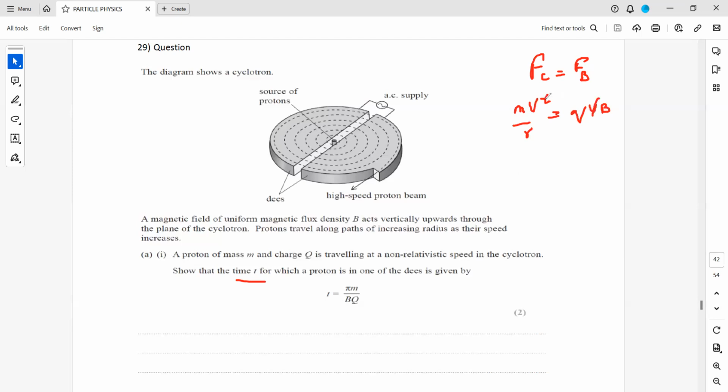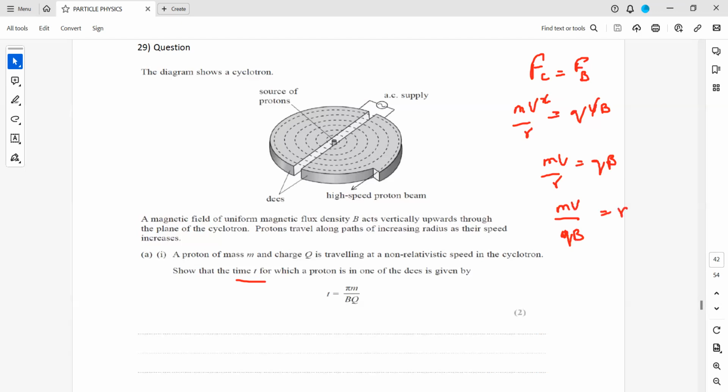So this v will cancel with a square. So we can say mv over r is equal to qb. That's the first thing we compare, because the magnetic field is causing a circular motion. Or you can also say mv over qb is equal to r.